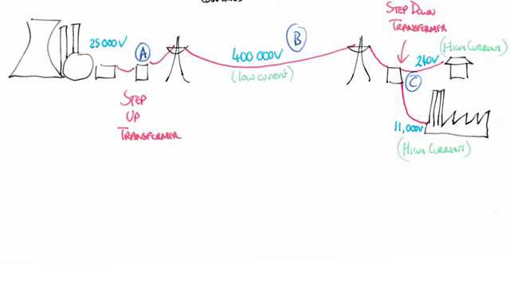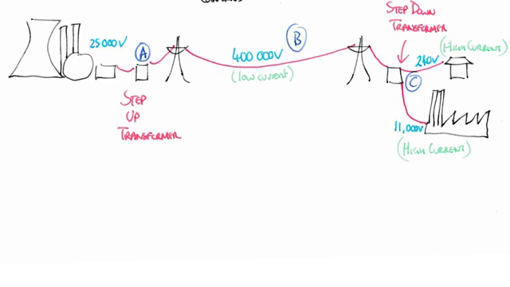And so what we try to do in the national grid is lower the current when we send electricity a long way. When you lower the current, you have to increase the voltage. So, starting at A, there's a step-up transformer. What that does is it takes the voltage at the power station of 25,000 volts and increases it to 400,000 volts, and that has the effect of lowering the current. So you end up with a low current going along the wire, and therefore the wire doesn't lose a lot of energy in the form of heat.